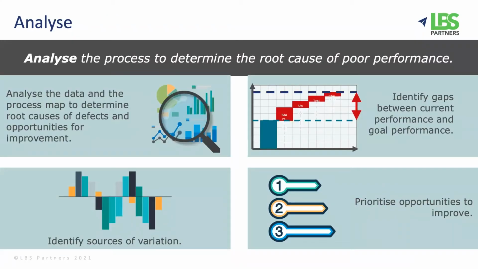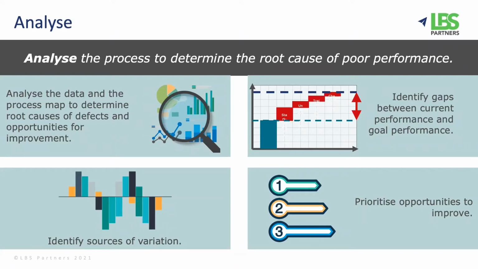Let's just consider the elements of analyze. We've got to look at data to find the root cause for the defects or the opportunities for improvement. In that, we've got to look at the gap in our performance and understand what's in that gap. We need to look at the variation within our processes and see how we can reduce that. So what are the sources of variation and how do we look at them? And ultimately, we'll need to do convergent thinking and prioritize what we need to improve.